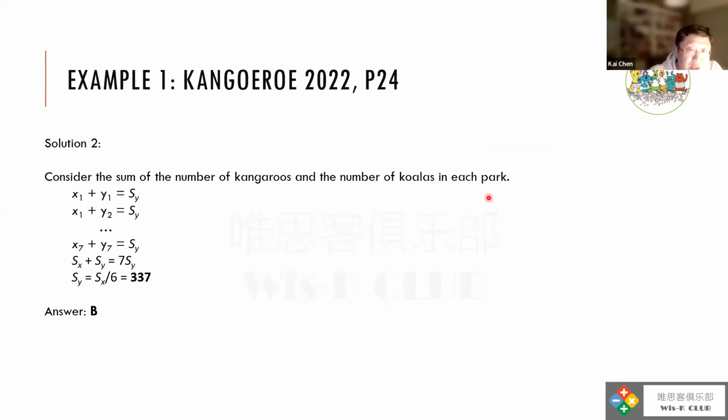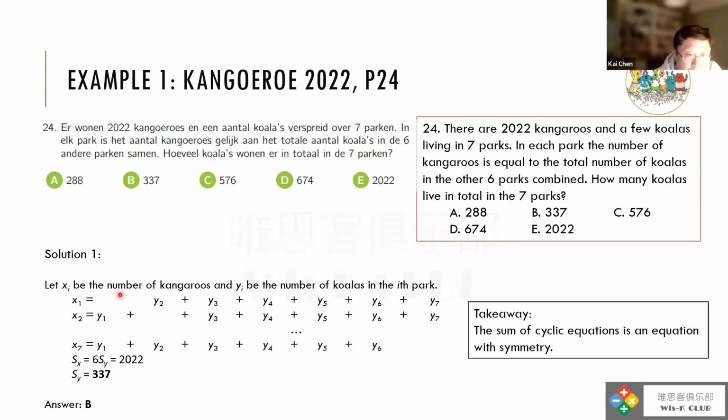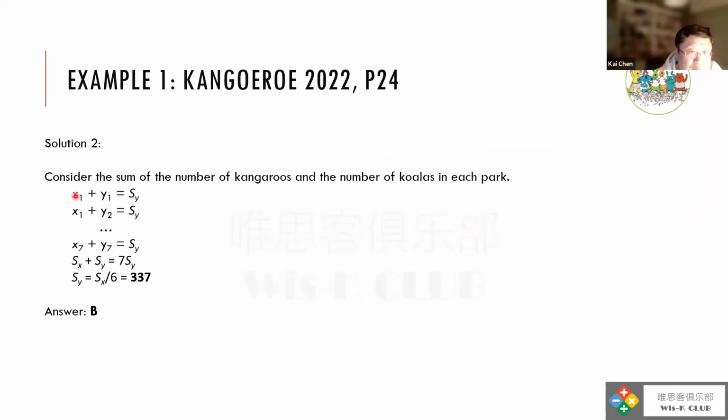The second solution is the same. From here, I add y1 on the right, so you get x1 plus y1 on the left. And here I add y2 on the right, so on the left you have x2 plus y2. So by this, x1 plus y1 is the sum of koalas. x1, no, sorry, I made a spelling mistake. It should be x2 plus y2 is also the sum of koalas, and so on until 7.